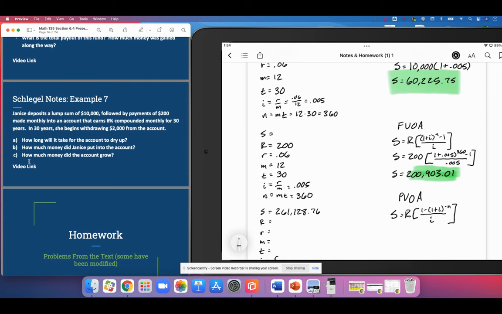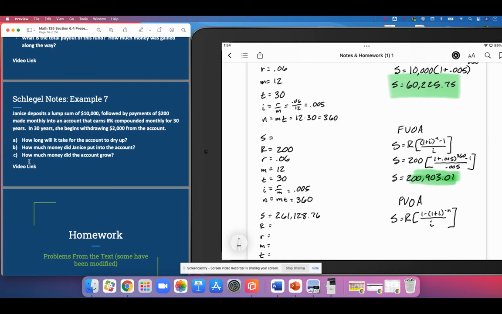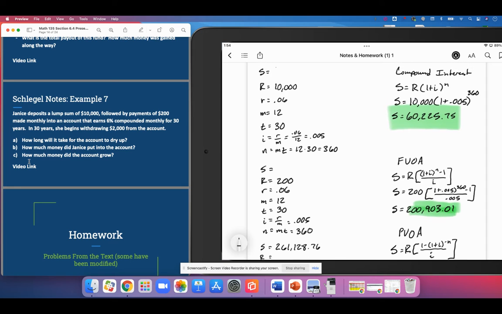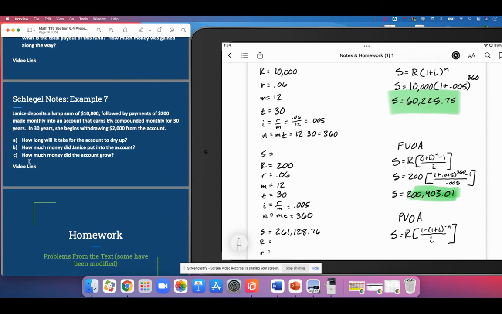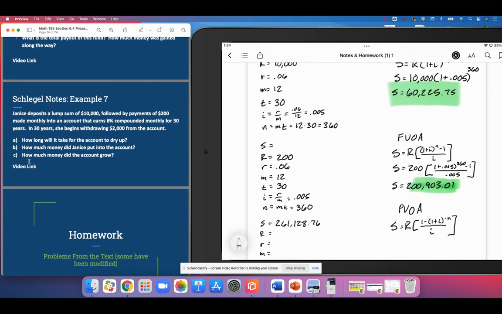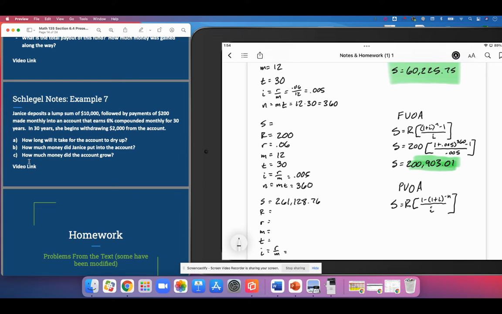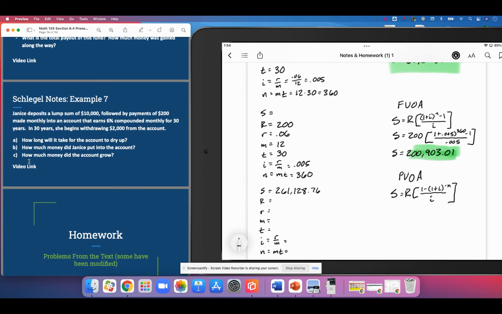That's not bad considering that she was only putting away $200 a month. And again, up here at the beginning, her $10,000 that she invested turned into $60,000. So she gained about $50,000 on that one, and then gained a huge amount on the annuity as well. So she's sitting pretty good here.